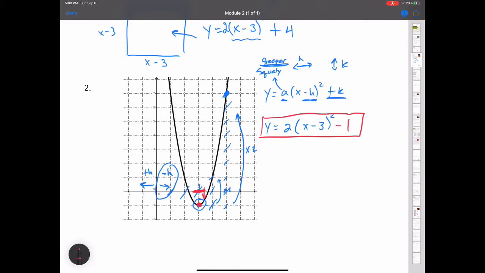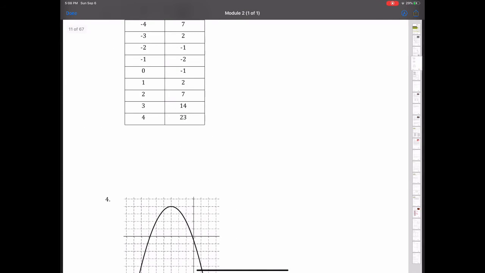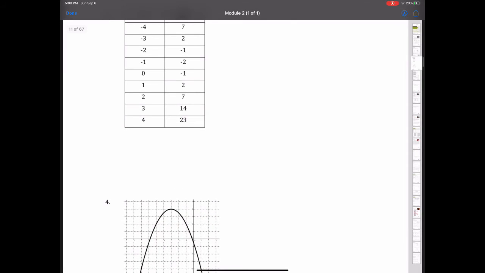So I want you to pause for a moment and go ahead and work on these next two. If you're having trouble seeing that from the table, maybe choose to graph that using those values and see what happens there. All right, go for it.